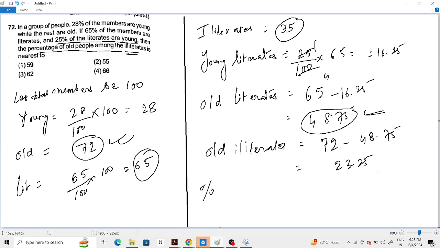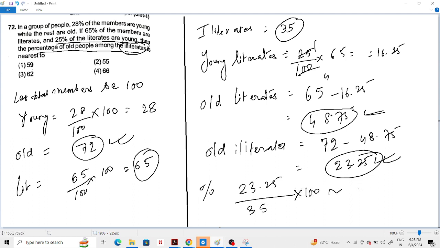Now I need to find out that this particular value is how much percent of the total number of illiterates. So that is 23.25 divided by illiterates, which are 35, into 100%. That will give me close to 66%, which is option 4.